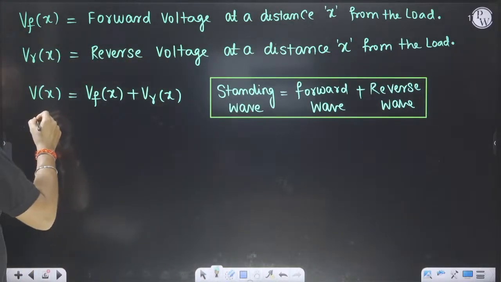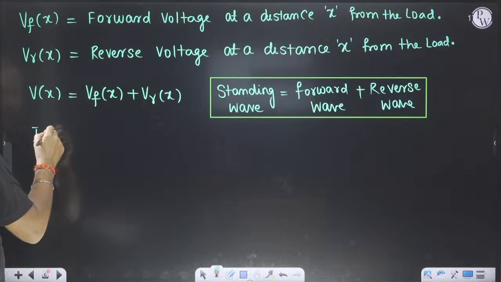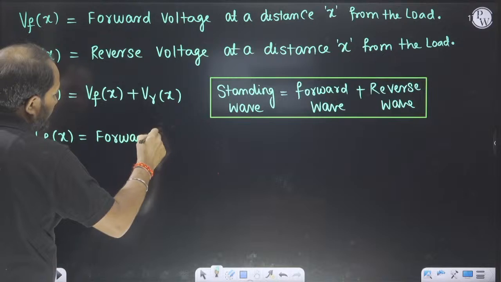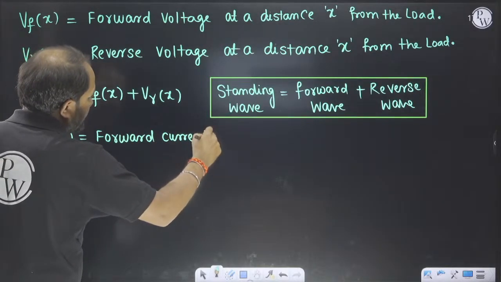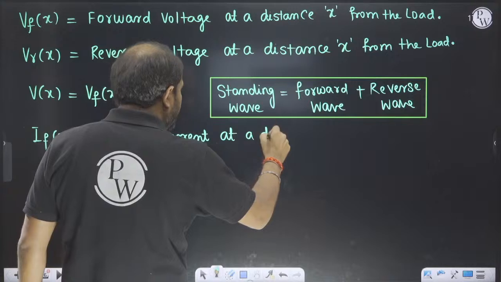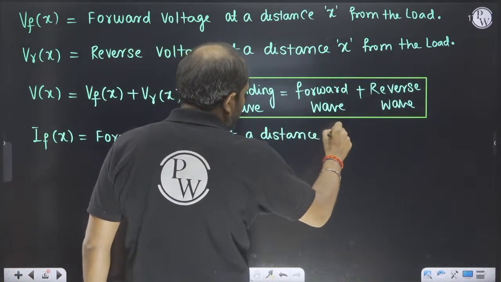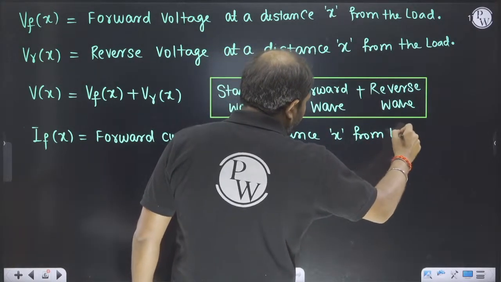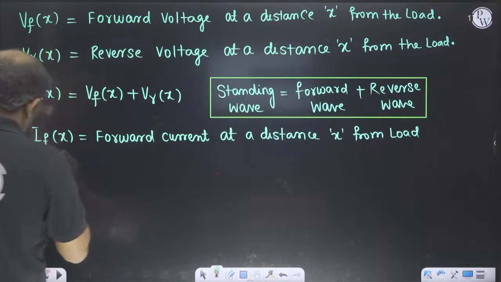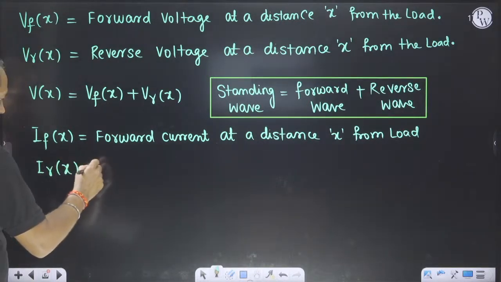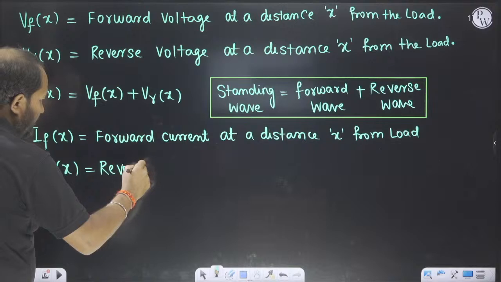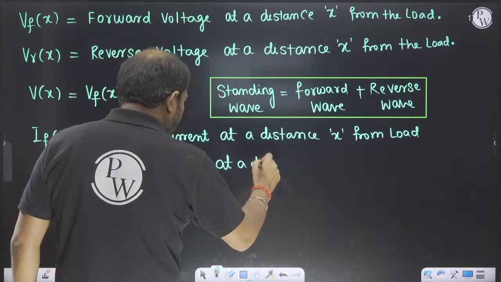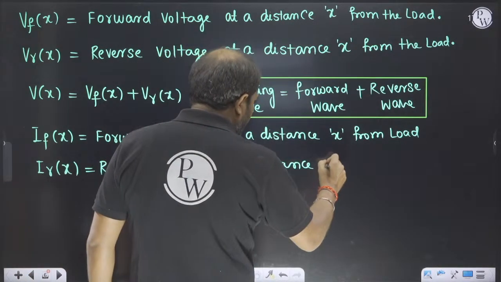Then we have IFX. IFX is the forward current at a distance x from the load. And the second one is IRX. IRX is the reverse current at a distance x from the load.